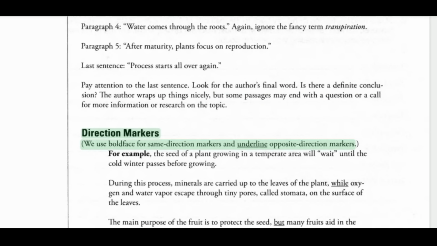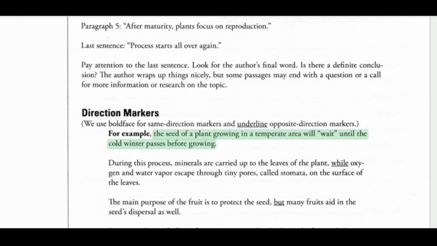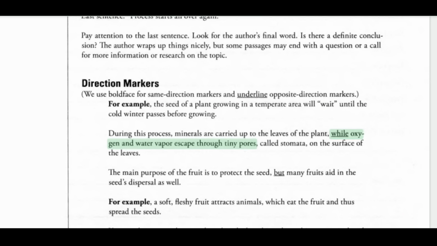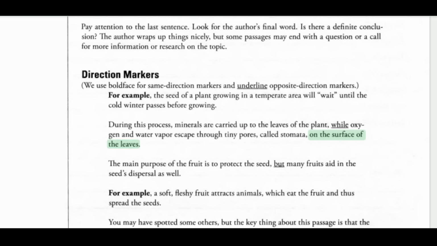Direction markers. We use boldface for same direction markers and underline opposite direction markers. For example, the seed of a plant growing in a temperate area will wait until the cold winter passes before growing. During this process, minerals are carried up to the leaves of the plant, while oxygen and water vapor escape through tiny pores, called stomata, on the surface of the leaves.